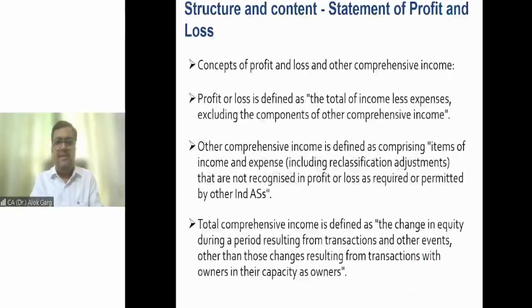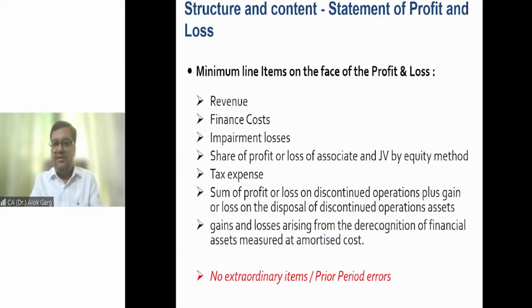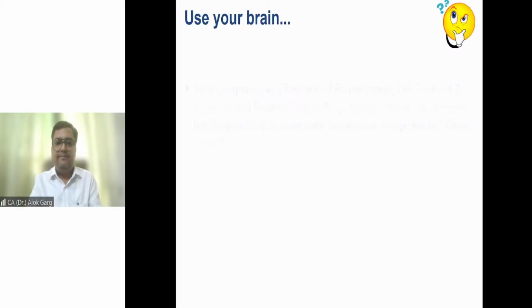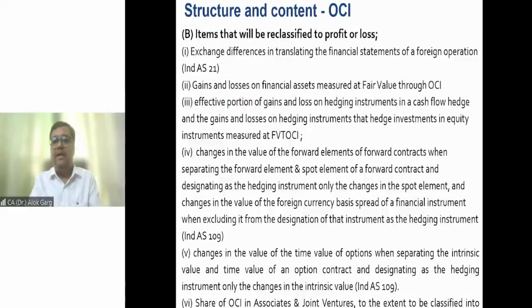So friends, you can see this. This is whatever I have explained to you. This is your structure of statement of profit and loss. This is what I have discussed. This is your minimum line item. This is your item that will not be reclassified to P&L. Item that will be reclassified to P&L. I have given the list of the items. Right. You just need to learn and remember the list. The items you will be able to understand when you read the respective standard. For example, four items are relating to the financial instrument standard. So when you read Ind AS 109, you will be able to understand these concepts, right?